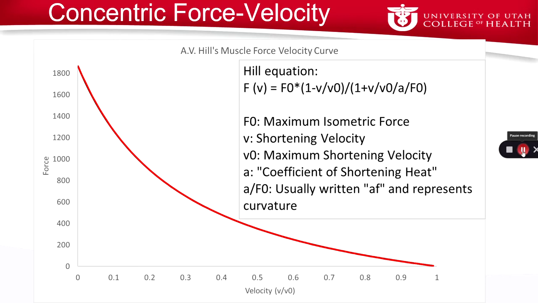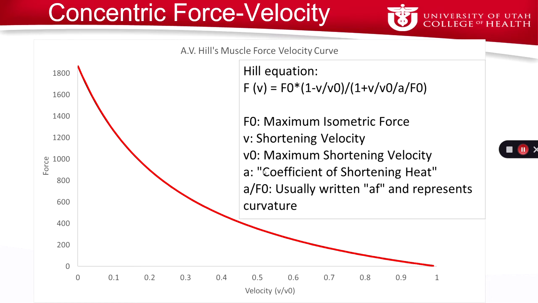This relationship was described early on by A.V. Hill, and here's one formulation of his equation. This is the way I code it in my models. So it's your isometric force term here, multiplied by 1 minus the relative velocity, V over V0 is relative velocity, and then all of that divided by 1 plus relative velocity divided by this A coefficient divided by the isometric force. So isometric force, velocity, max velocity.